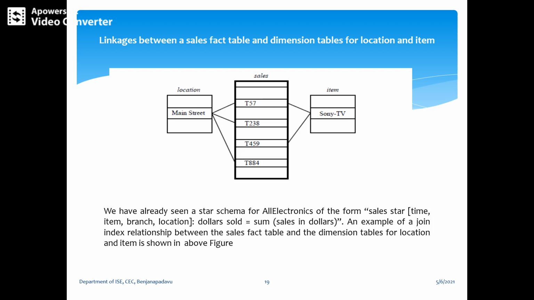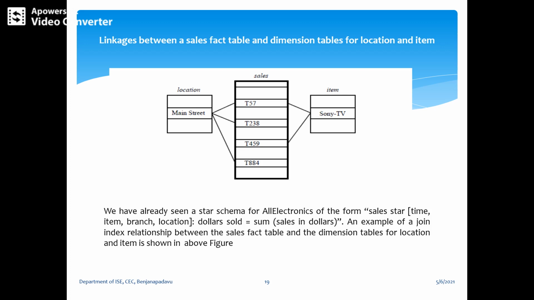T57, T238 to 884 of the sales. This is the sales fact table. Similarly, the Sony TV value in the dimension table joins the tuples T57 and T459 of the sales fact table. Actually, the corresponding join index table, we can see that.